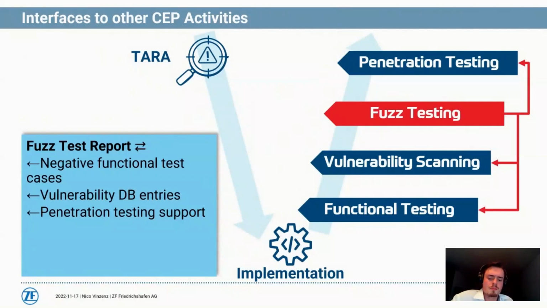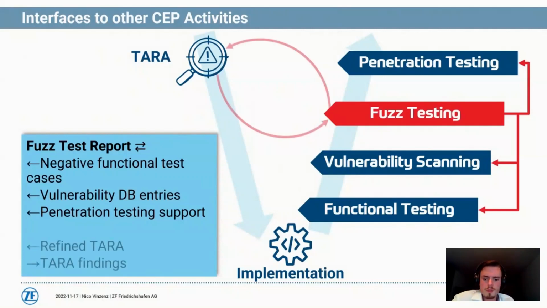We can directly import vulnerabilities we might find into our vulnerability database, and if we found some kind of sketchy behavior or some kind of undefined behavior during the test, we can use this as a basis for further investigations during a penetration test. The fuzz test itself can also be used for refining the TARA.